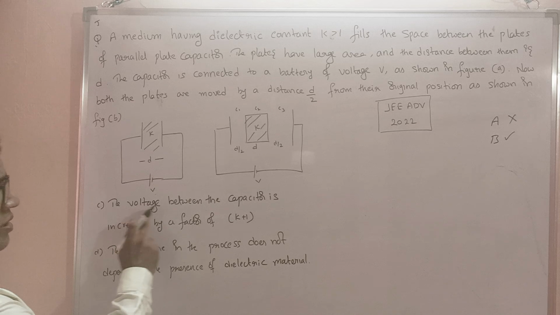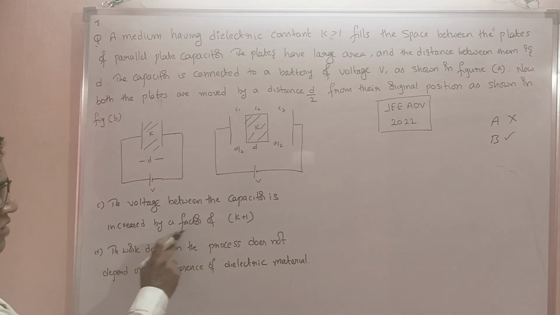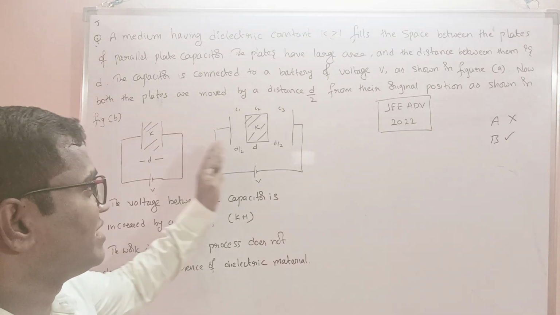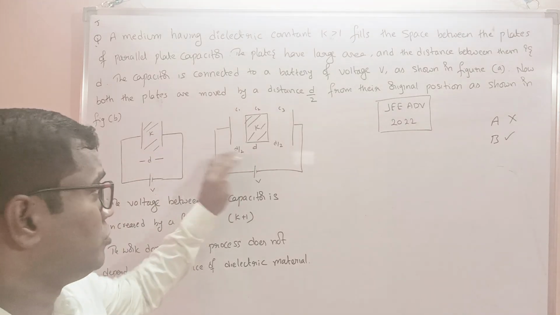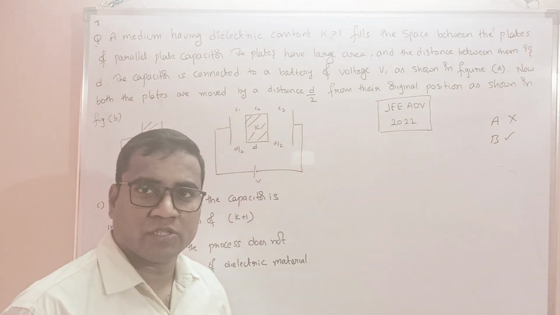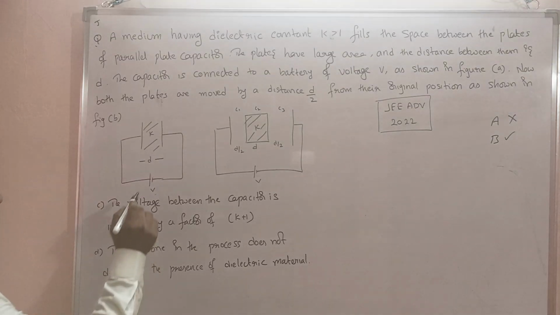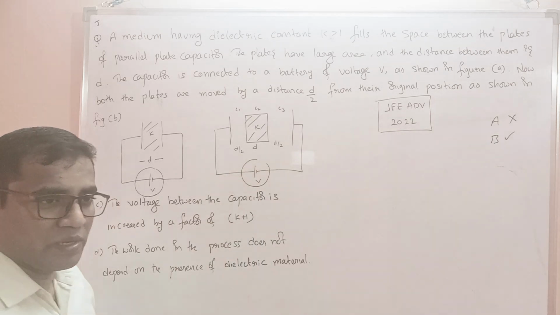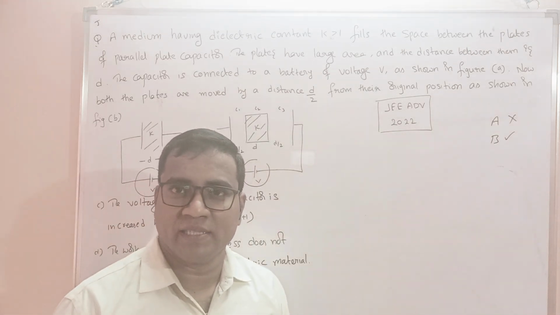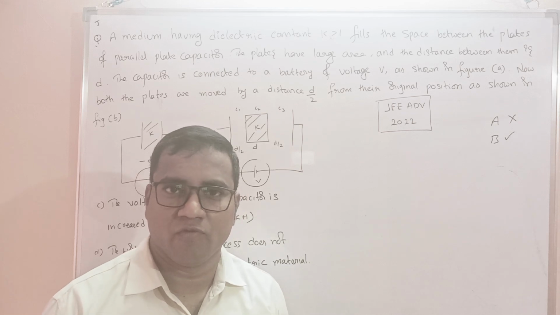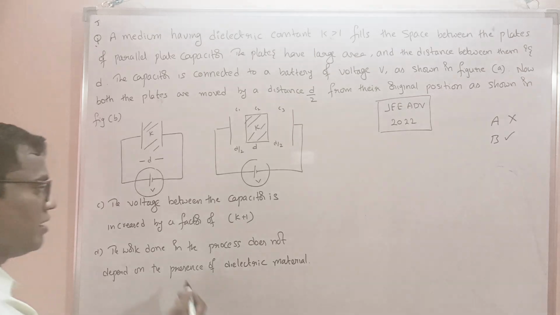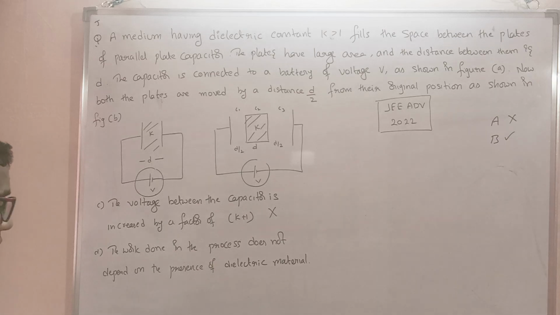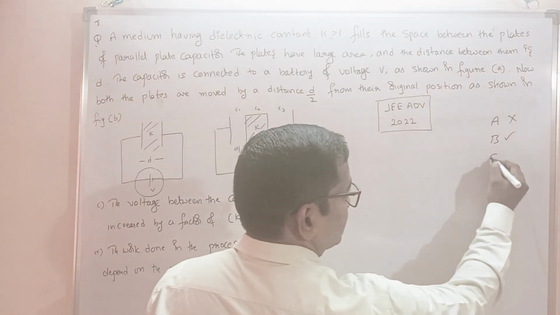Option C: the voltage across the capacitor is increased by a factor of k plus 1. He is saying that when we increase the separation from d to 2d, the voltage also increases. But one thing we understand, here we are giving a constant voltage, and here also we are giving a constant voltage. So in both situations, voltage remains constant. But he is saying that it is increased by a factor. So it is a wrong answer. Option C is wrong.